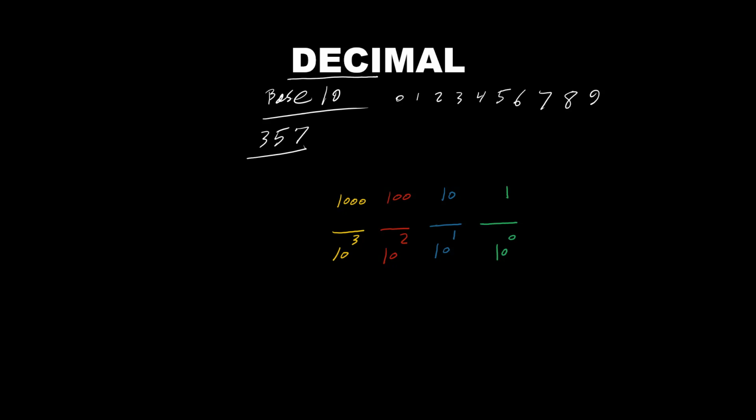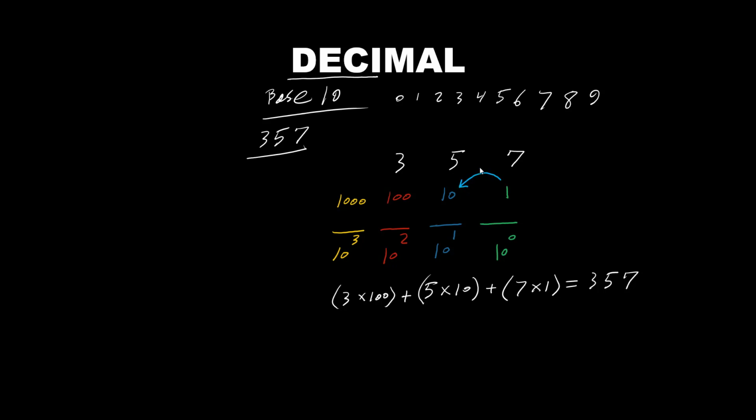Therefore, when we talk about 357, it basically means 3 times 100 plus 5 times 10 plus 7 times 1, which is 357. And also, as we can see, every time we moved to the left, it multiplied by 10. So 1 times 10 is 10. 10 times 10 is 100.